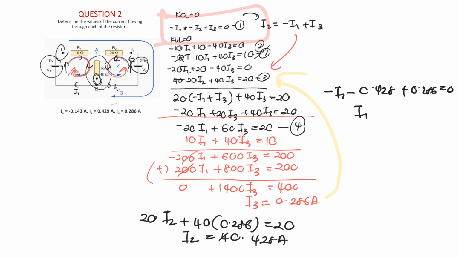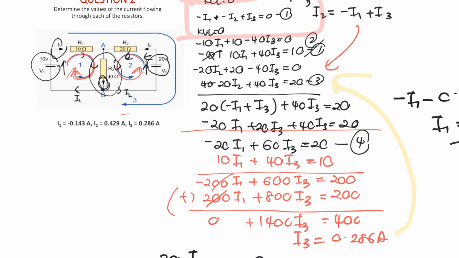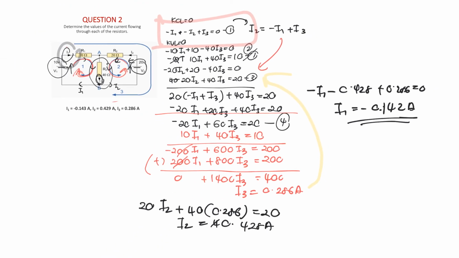Therefore, I'm going to get I1. So the answer is negative 0.14142 ampere. What does it mean by negative here? Yes, the direction is wrong. The direction for I1, supposedly here, cannot be to the right, because negative means wrong direction. Therefore, you need to give the statement here.